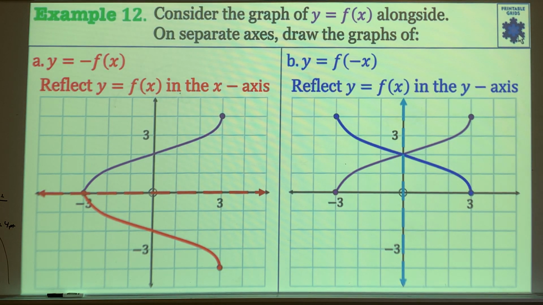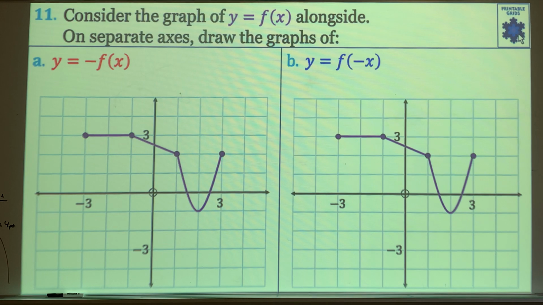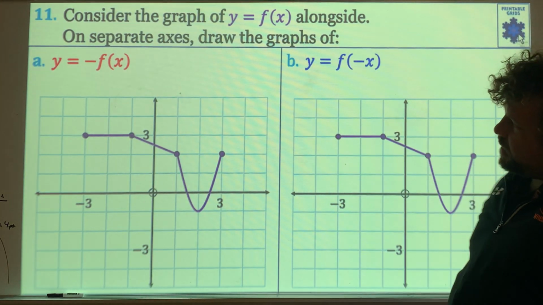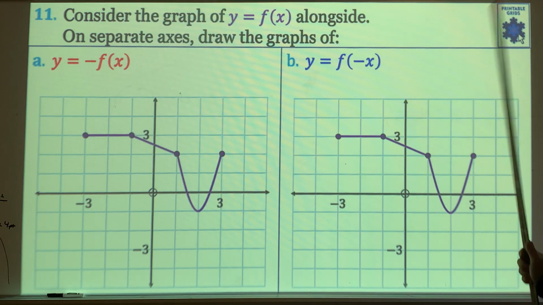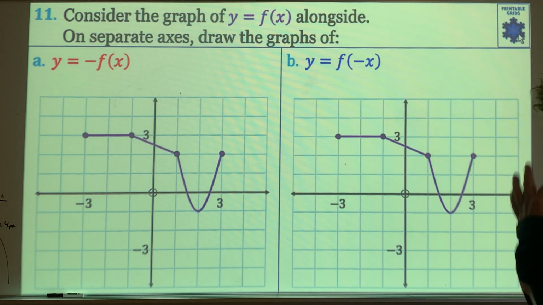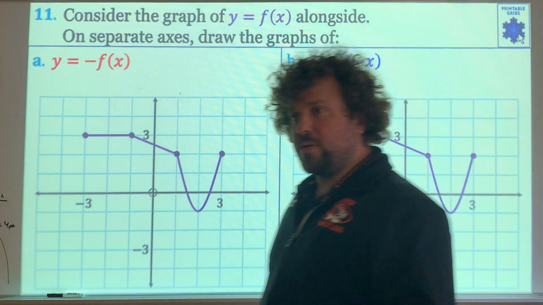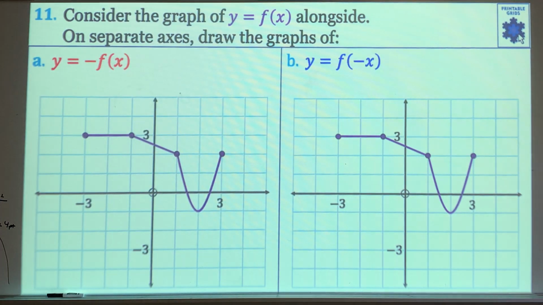Now you're going to attempt some on your own. So I want you guys to attempt problem number 11. You're going to do negative f of x and f of negative x on the same graph. Now what happens if I mix them up? Well, you're 100% wrong. Don't mix them up.